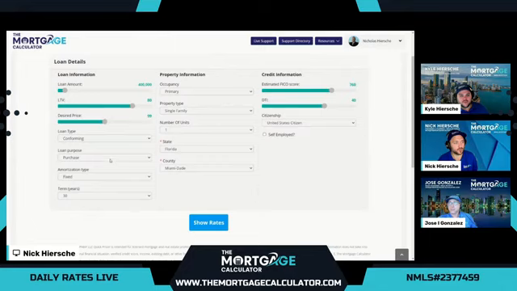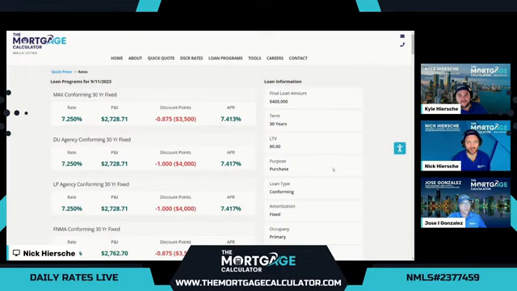So we'll start with conforming conventional as we do every day. We'll do a purchase, 30-year fixed loan, primary occupancy, single-family home, 1 unit, state of Florida, county of Miami-Dade. And for all the demos, we use an estimated FICO score of 760 and an estimated debt-to-income ratio of 40%. So with these settings, as we do every morning, let's see where the rates are at.